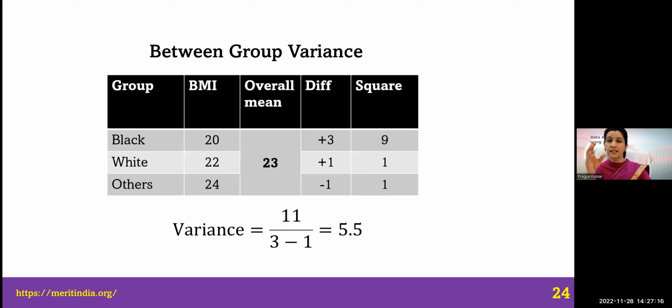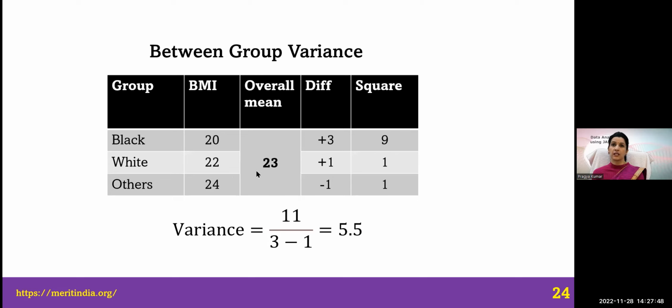So you can see that there are 3 groups here. Now what is the difference of the variance, or what is the group variance? In that case, you will take one group's BMI, the other group's BMI, and the third group's BMI. Again, you will calculate an overall mean. The individual mean of this group, black, is 20, white is 22, others is 24. And this overall mean, if you take a mean of these 3 values, will be 23.